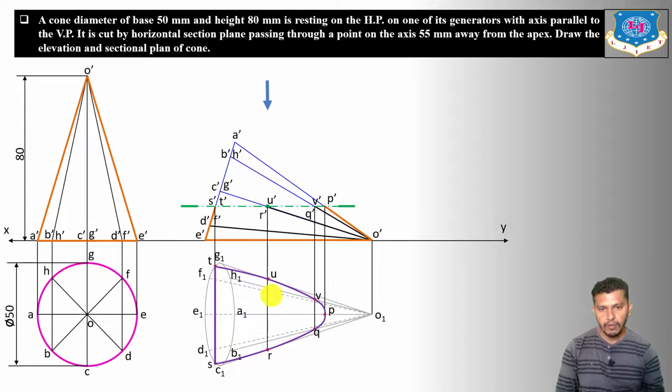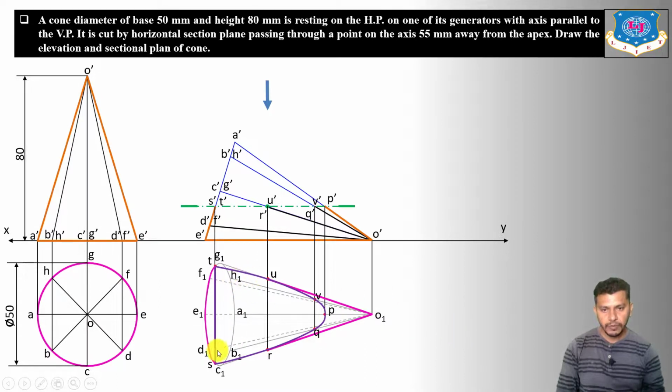Okay, and now we have to draw the visible outlines which are going to be visible in this object after taking the section. So this part is going to be visible and the upper part is going to be removed. That means from this cutting plane the upper part is going to be removed. So the part of A, B, H, C, G is going to be removed.